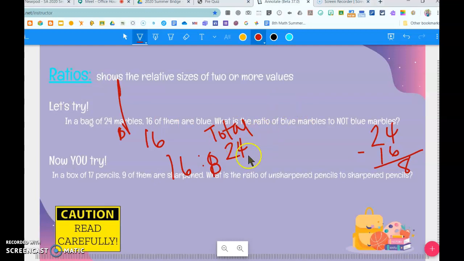So notice that we didn't use the total in the ratio, because ratios is all about reading what the question is asking for. And you always go in the same order as how the question asked it. So blue was 16 to not blue was 8. Okay, let's try it again.